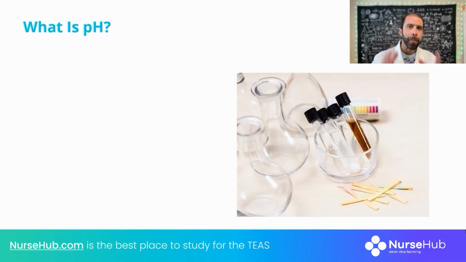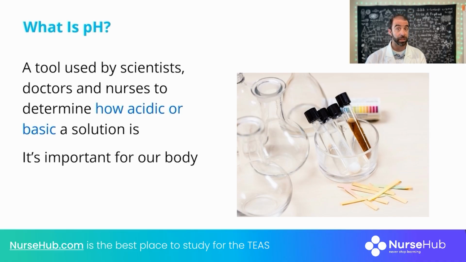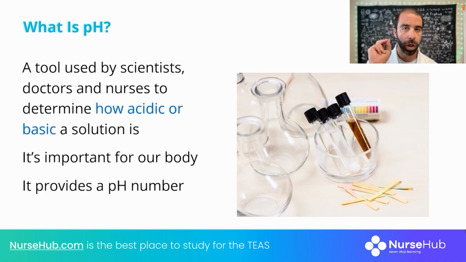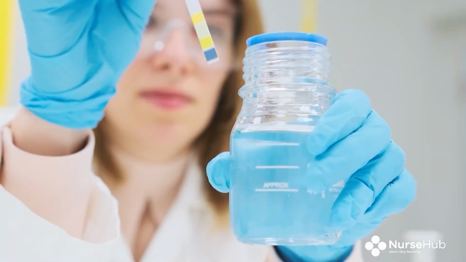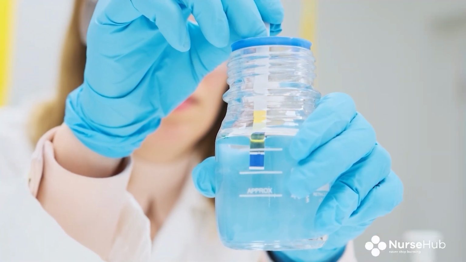Now, we can measure acidity or basicity using a tool called pH. It is a tool used by scientists, doctors, and nurses too, to determine how acidic or basic a solution is. It's very important for our bodies. So pH is very helpful because it gives us a measurable number that we can use to see, okay, are we in a healthy pH range? So it's very important. This is very applicable to what you will be doing someday soon when you pass this test and get your first job in the nursing field.